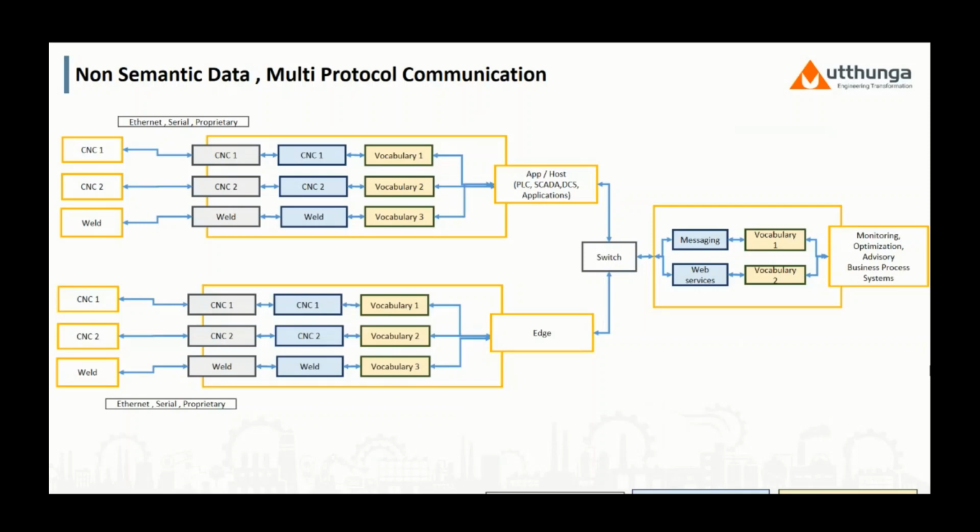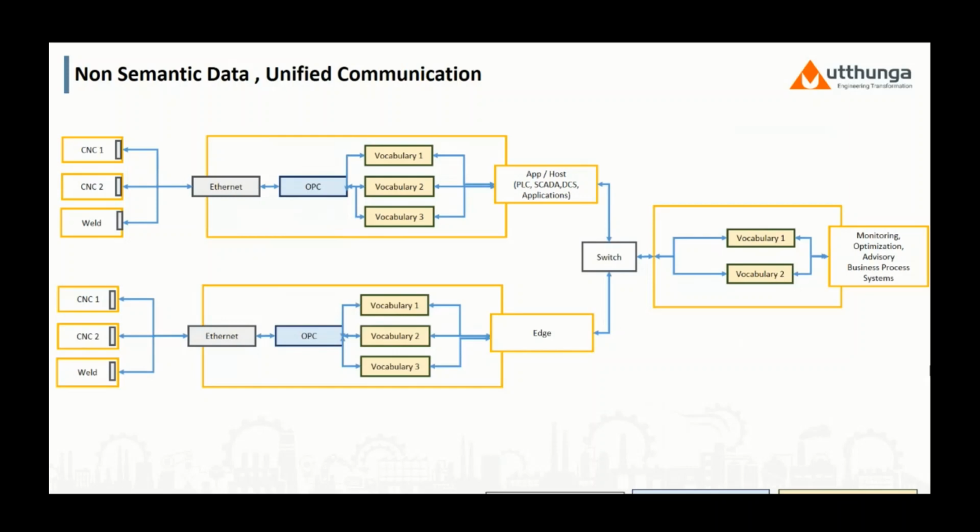But only the standardization is on the Ethernet. Everybody can use their own protocol. There could be messaging, there could be web services, and any other custom protocols. And the vocabularies also can be different. This is the complexity that we look at. But the moment we adopt a unified communication, the complexity keeps coming down. So now everybody is on Ethernet, and now you have OPC as the communication. So you don't have to deal with multiple stacks, but you may still have to deal with multiple vocabularies.